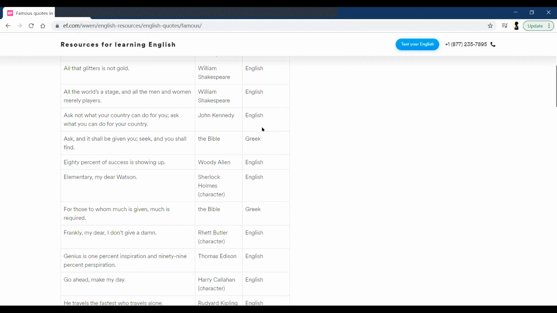I don't know about this next one. For those to whom much is given, much is required. So that's basically like give to others, do unto others what you want others to do to you. Basically just saying if others treat you well, you have to treat them well back. So the next one, we can skip that one. I don't know what that one is.